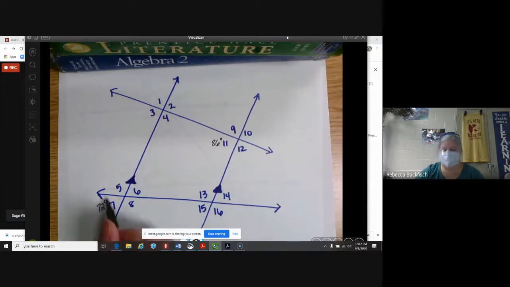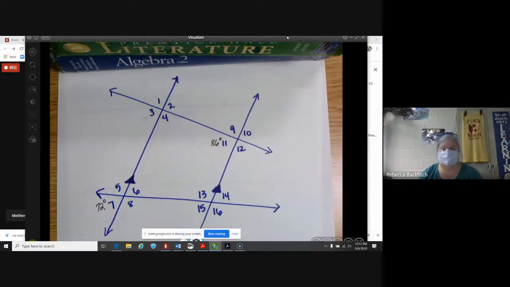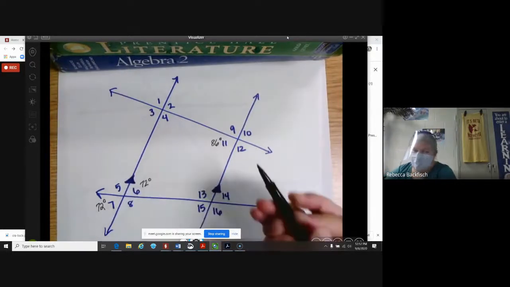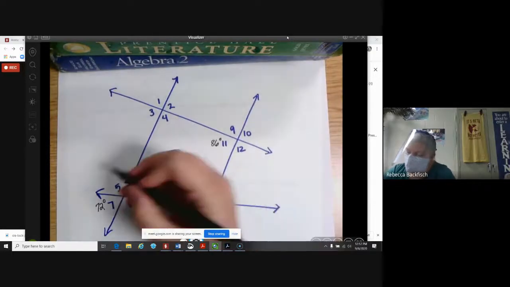Easiest thing to do is probably start with getting to know all these and come up here and start and figure out all these as well. Okay, so 6 is 72 degrees. And then with linear pairs, I can find out 8 or 5 by subtracting that from 180, and I get 108.